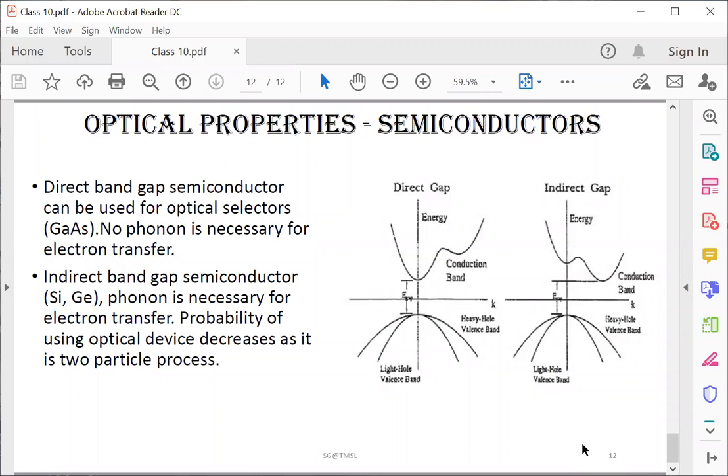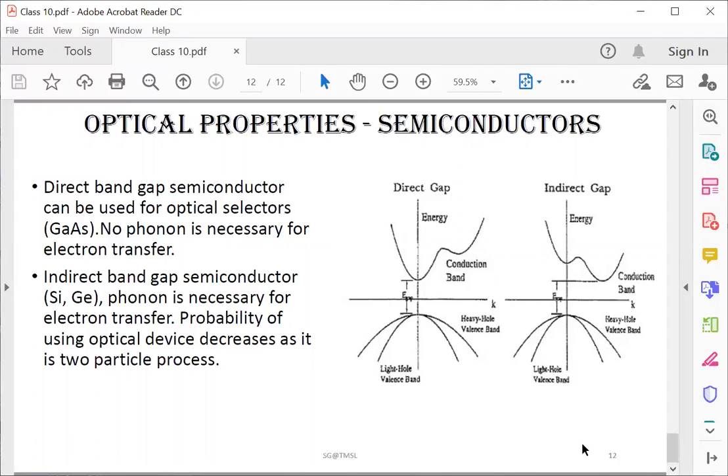What is a phonon? A phonon is the lattice vibration energy, and a photon is the optical radiation energy. No phonon is necessary for the transfer directly from the valence to the conduction band, and as a result you can have radiation whose color depends on the band gap energy value, which is calculated from Eg equal to h nu, from the previous relation.